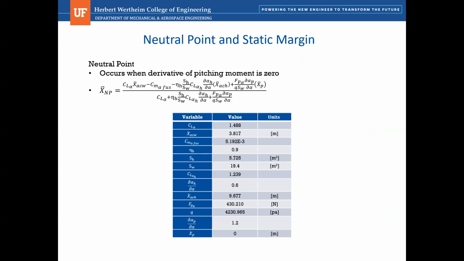For neutral point and static margin, neutral point occurs when the derivative of the pitching moment is 0, and that will be used to calculate the static margin as a percentage distance of the mean aerodynamic chord.